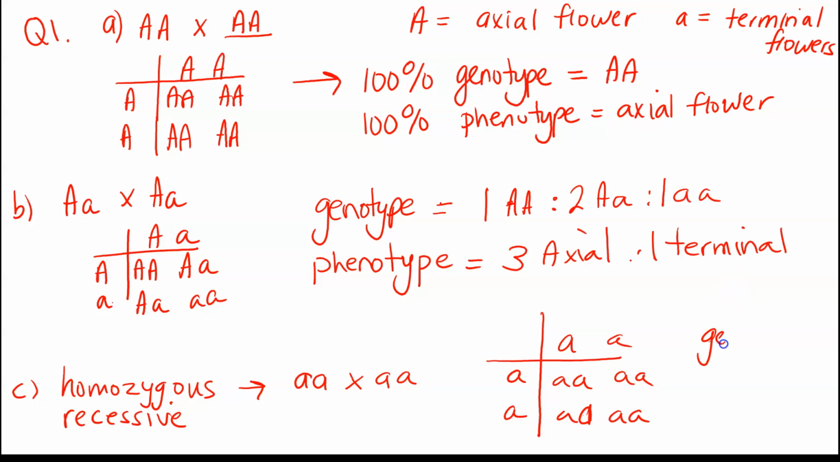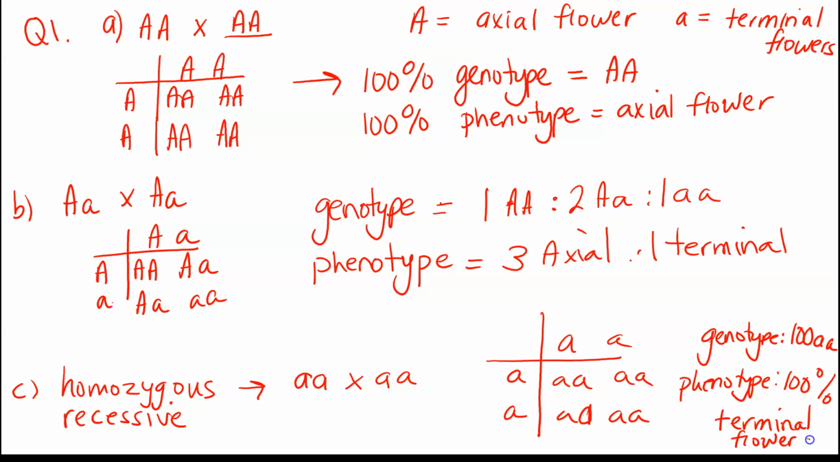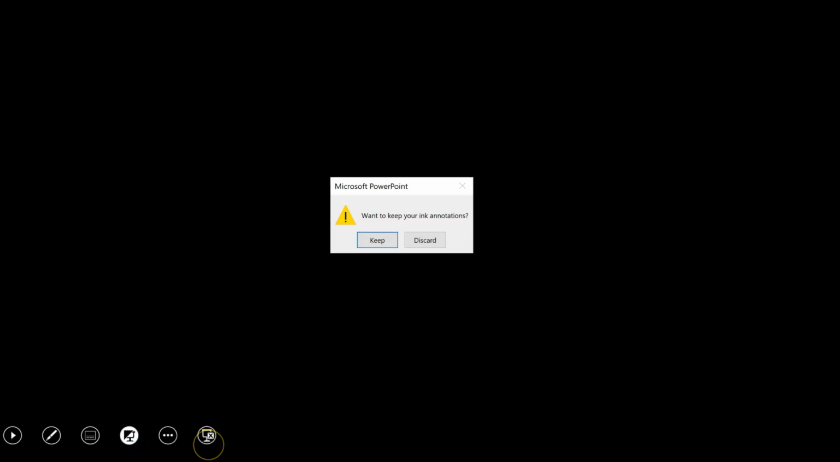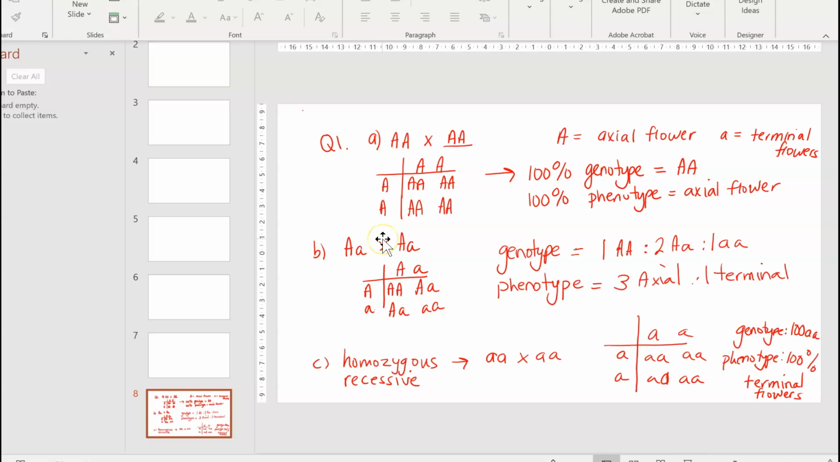So again, genotype 100% little a little a, phenotype, the probability is going to be 100% terminal flowers. Okay? Okay. And I just want to go back. Yes. Go back to another slide here.